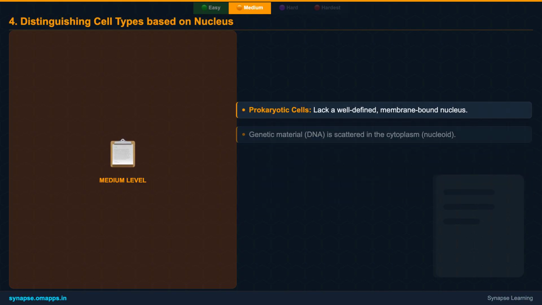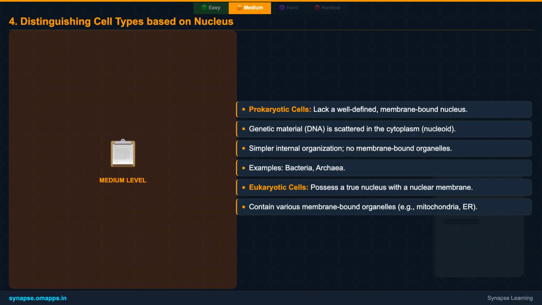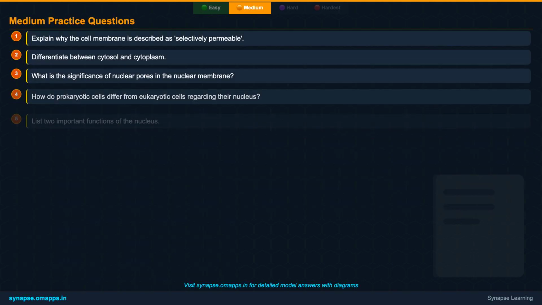A key distinction in cell biology lies in the presence or absence of a well-defined nucleus. Prokaryotic cells, like bacteria, lack a true nucleus. Their genetic material floats freely in a region called the nucleoid. Eukaryotic cells, on the other hand, possess a true nucleus enclosed by a membrane, along with other membrane-bound organelles. This fundamental difference in structural organization has profound implications for cellular complexity and function, marking a significant evolutionary divide between life forms. Great job on the medium level.